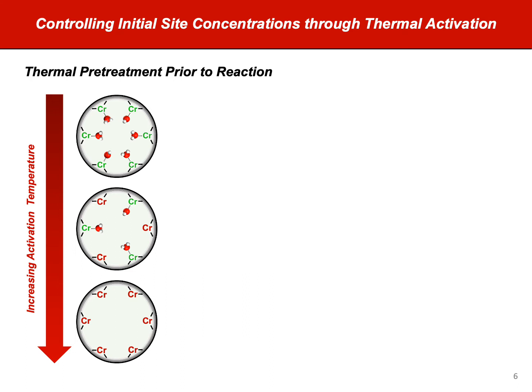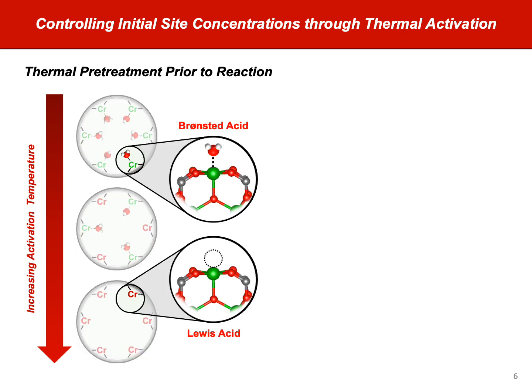So the basic idea is that increasing activation temperature leads to increasing access to open metal Lewis acid sites. So at the lowest activation temperature, we expect almost no Lewis acid sites, but a lot of Brønsted acid sites originating from water ligated to the metal sites. Whereas at the highest activation temperatures, we expect almost every chromium atom to be acting as a Lewis acid site.